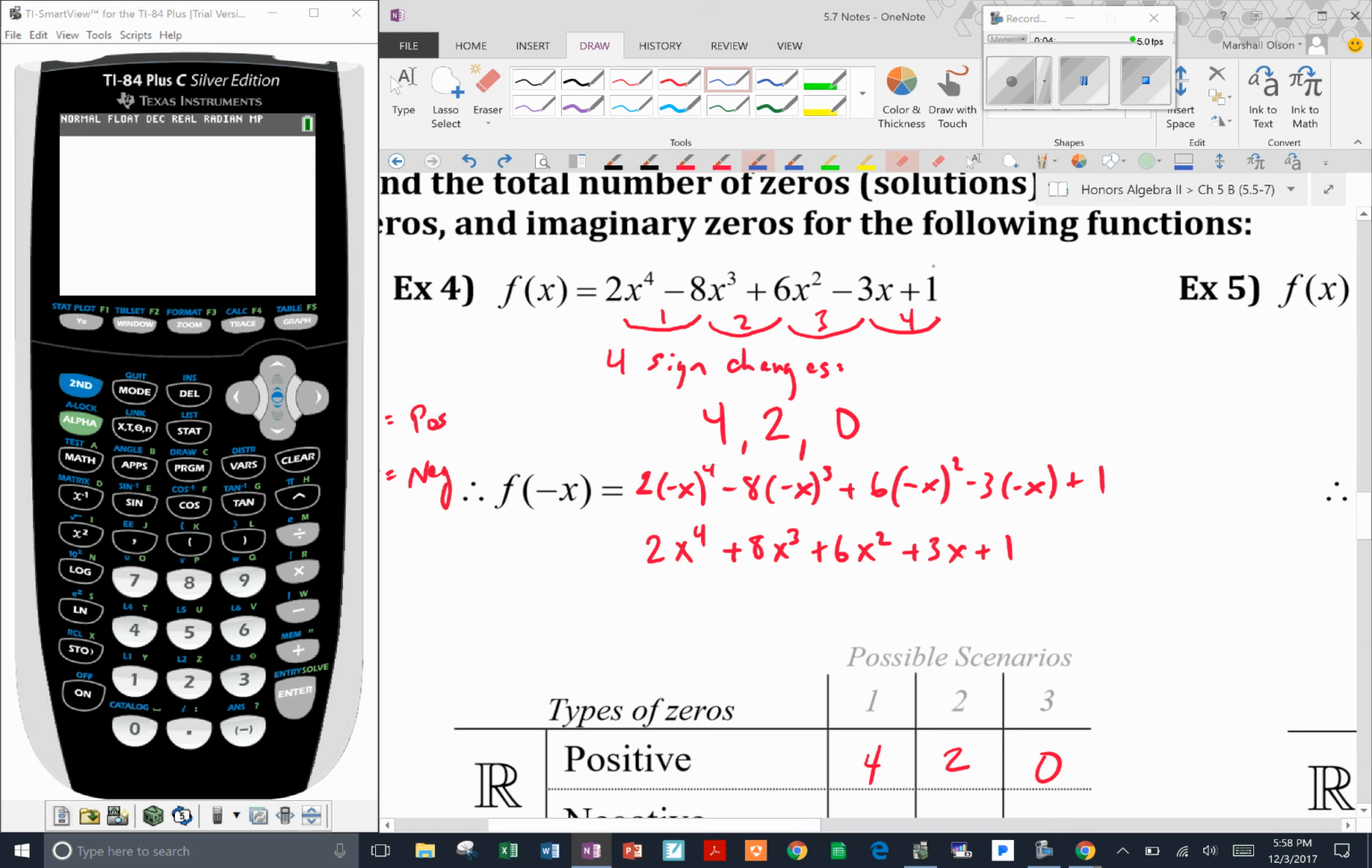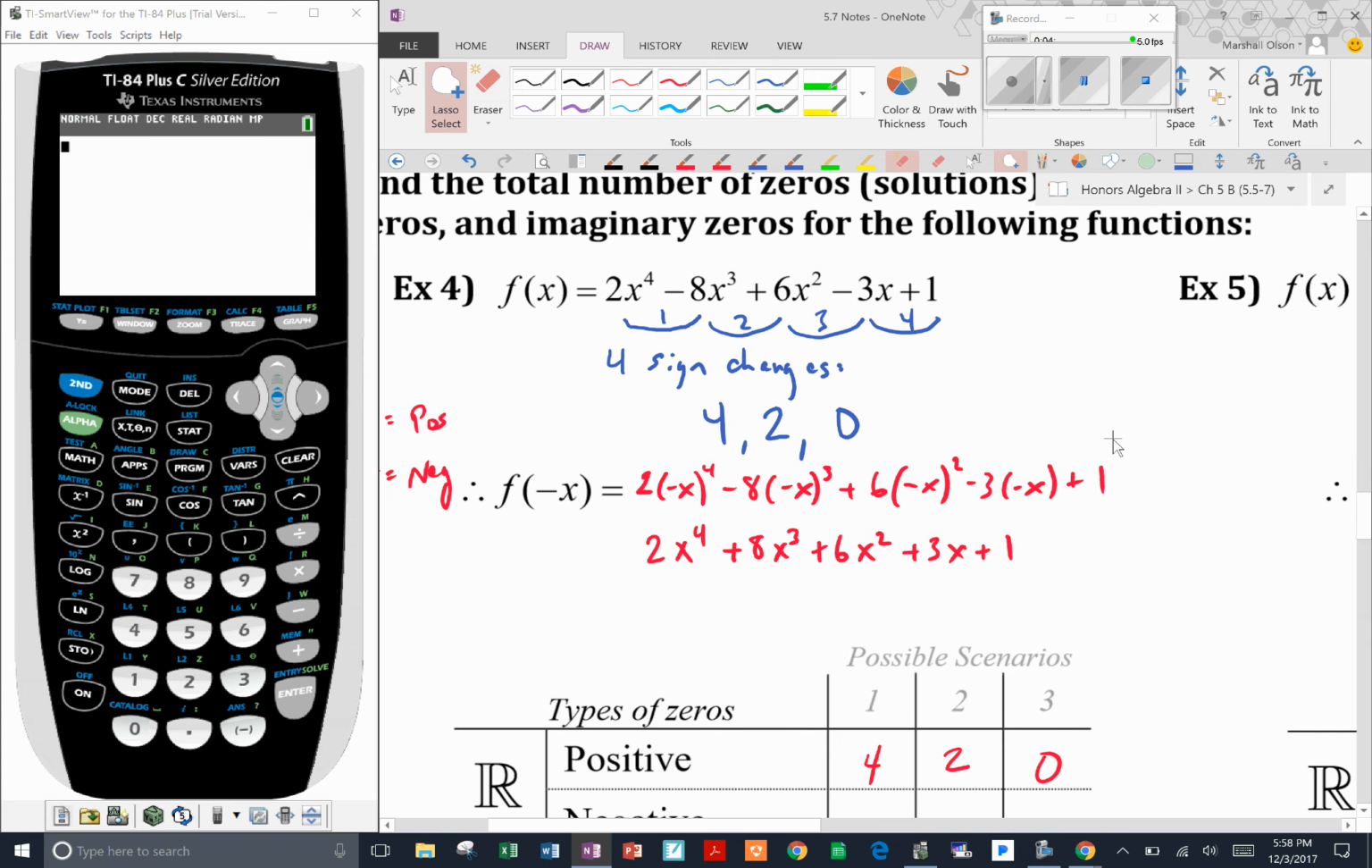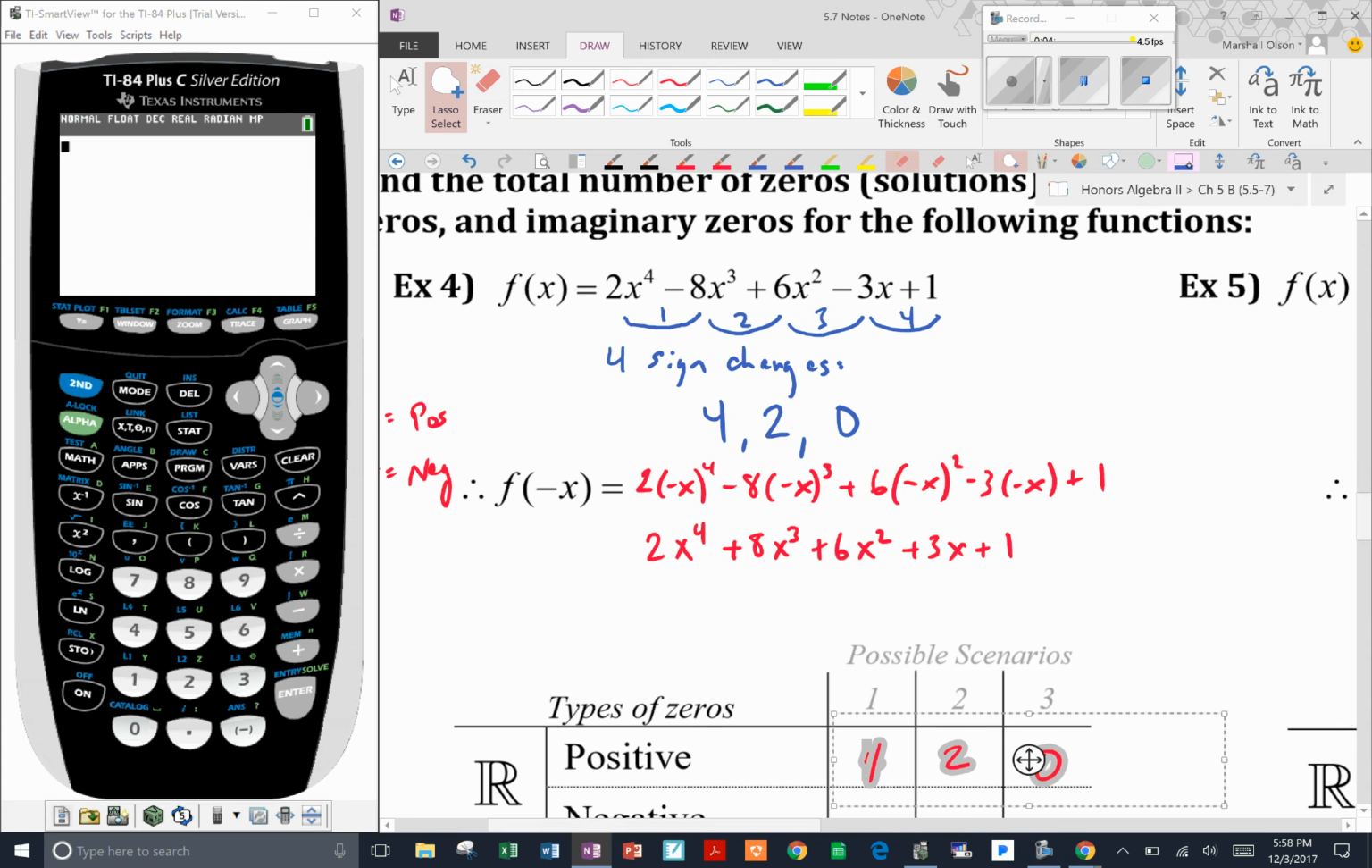Not sure why this isn't changing colors. Oh, this is why. You know how I'm picky about my colors. There we go. That's blue, so we're going to make this one blue too, and then I'm going to make the negatives red.